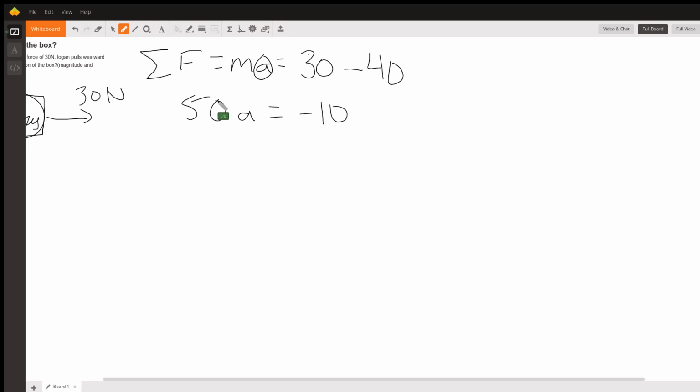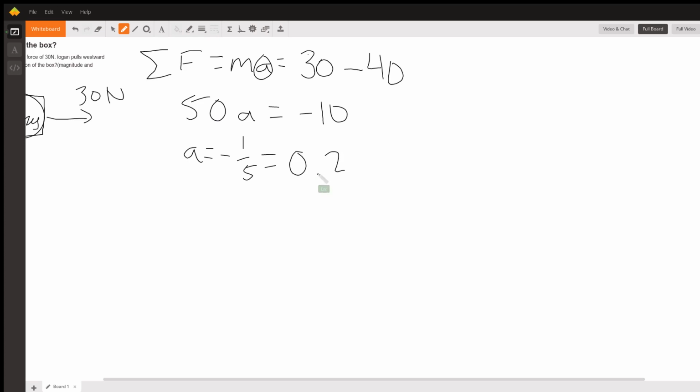Now we've got to get acceleration left alone. And to do that, we obviously divide by 50. So acceleration, negative 10 divided by 50, that's negative 1/5. And if we put that into decimal terms, that's negative 0.2.